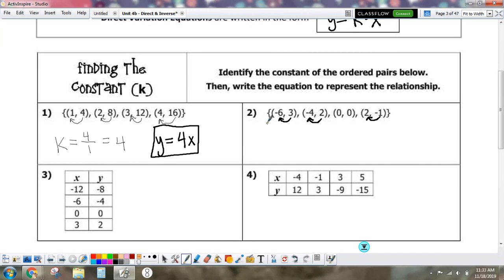So I'm going to go ahead and do my y divided by x. I'm going to use my first one, k equals 3 divided by negative 6. I know that that simplifies to negative 1/2. And 2 divided by negative 4, negative 1/2. Negative 1 divided by 2 is also negative 1/2. So I am positive that this is correct. So to put my equation together, y equals my constant of negative 1/2 times x. That is my equation.